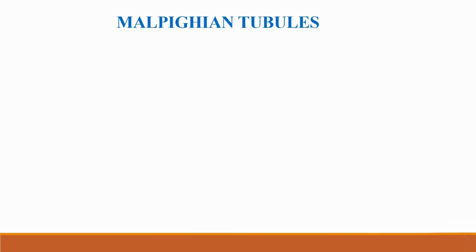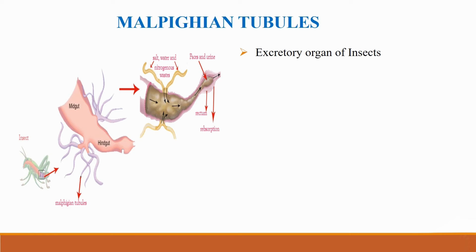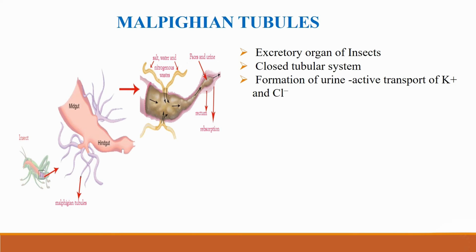Malpighian tubules. The excretory organ found in insects are called Malpighian tubules. It is a closed tubular system located in the hemocoel of insects. The number of these tubules varies from few hundreds to many thousands. The open circulatory system of insects leads to no pressure-driven filtration. Rather, they utilize active transport of potassium ion and chloride ion for the formation of urine.